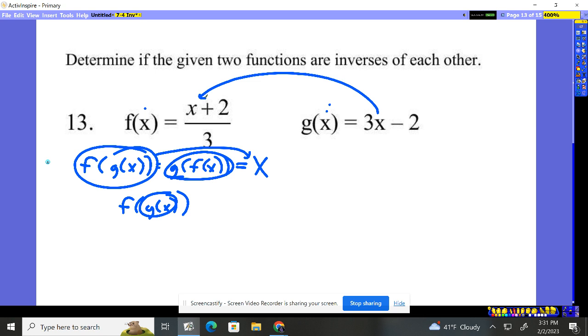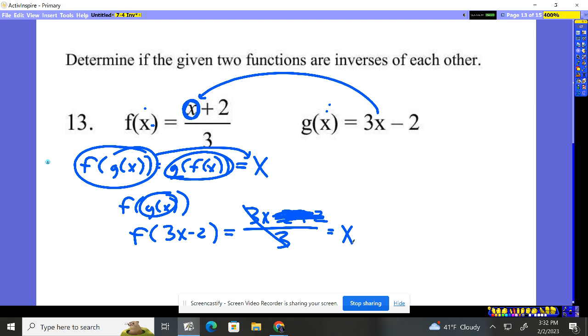But if we write this as I've taught you, you would say, hey, g of x is what? 3x minus 2, right? And so now you go to the f function right here, and you plug 3x minus 2 into wherever there's an x. So I plug it in there over a 3. Negative 2 plus 2 goes away. The 3's divide, and you're left with just an answer of what? X.